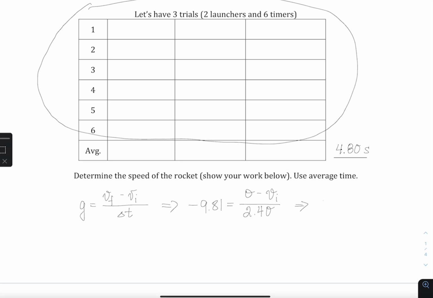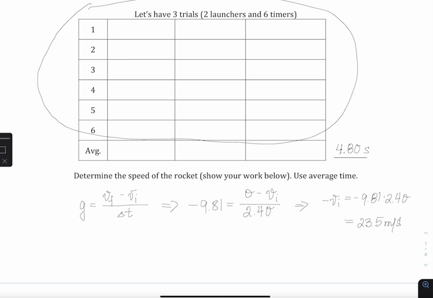So therefore, negative v initial equals negative 9.81 times 2.40. And I'm keeping all those 0s so that when my answer has 3 sig figs, my potential teacher cannot say, oh, you lost one of your sig figs. So keep your sig figs intact. So your answer is 23.5 meters per second.